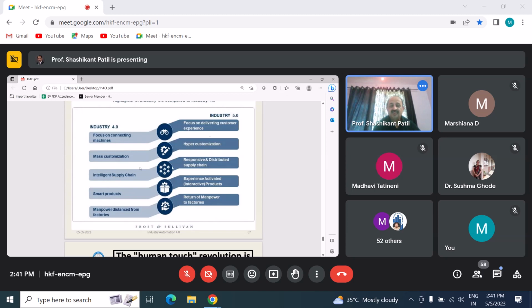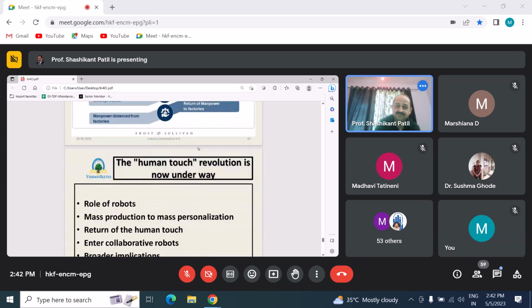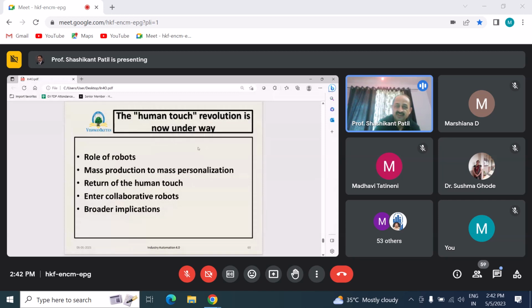Industry 5.0, naturally, has the upper hand. Here we have smart products. Here you will have experience activated, interactive or intelligent products. In Industry 4.0, manpower is distant from factories. Here there is a return of manpower to factories. So this is a very good slide to explain the similarities and dissimilarities between Industry 4.0 and Industry 5.0. In the end, the human touch revolution is now underway.